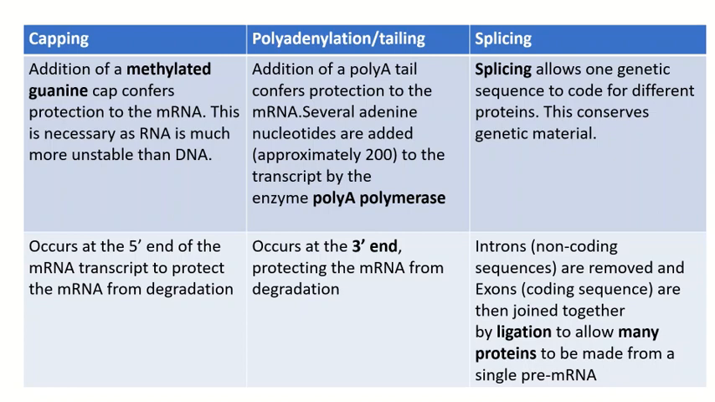Splicing, what is splicing? It allows one genetic sequence to code for different proteins. So this conserves genetic material. For the immature mRNA, you have the intron and the exon. Introns are non-coding sequences that will be removed, and the exons are the coding sequences. They are joined together by ligation to allow many proteins to be made from a single pre-mRNA.